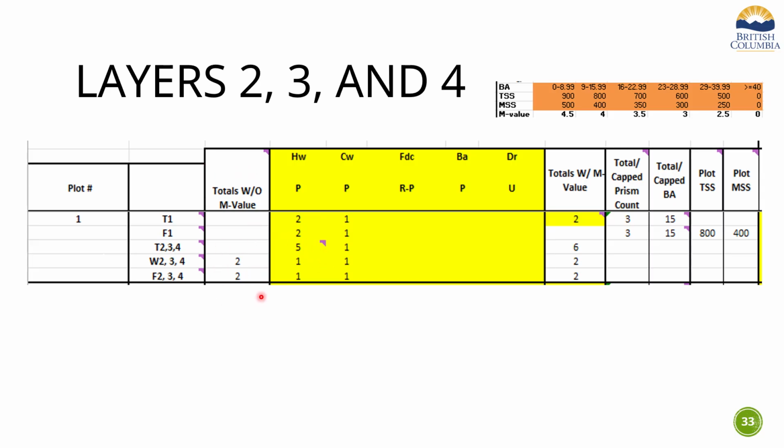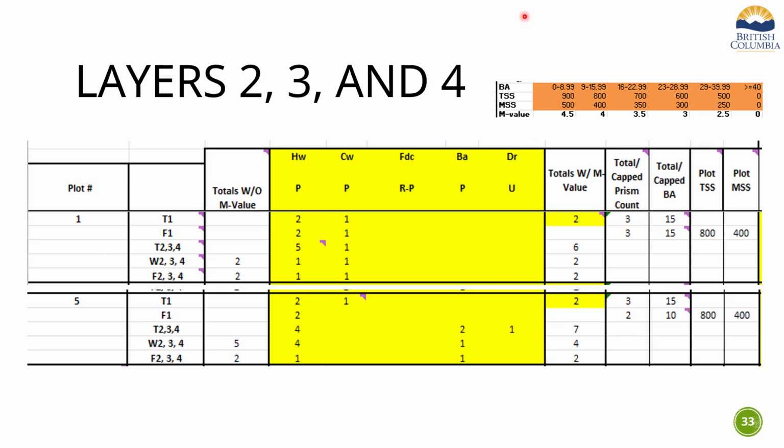This column tallies your well-spaced free-growing trees with no M value being applied. In contrast, this column for your well-spaced free-growing layers, it tallies your well-spaced free-growing trees, but it applies the M value. So I'll show you another example.